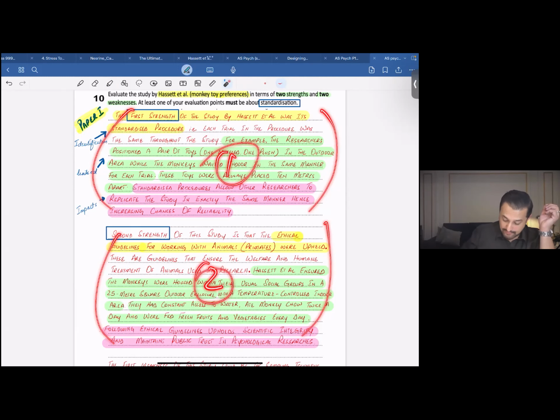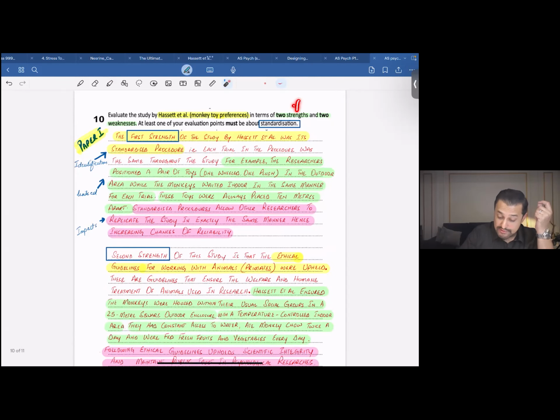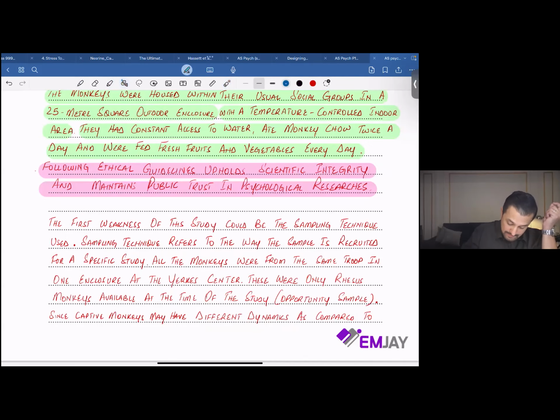Okay. The third over here would be a weakness. Remember, the examiner said two strengths, two weaknesses. Let's do what the examiner requires us to do. Nothing more, nothing less. So having a look at this, the first weakness of the study could be the sampling technique that was used.